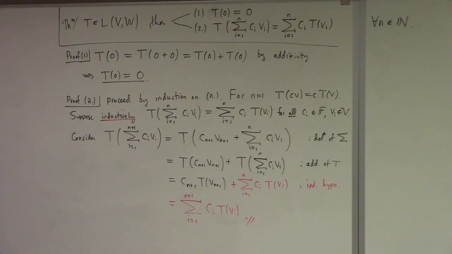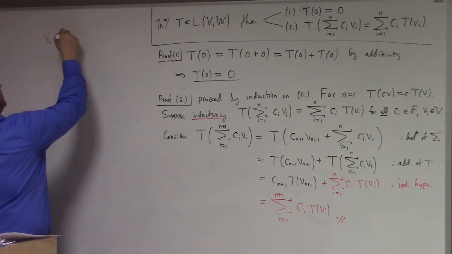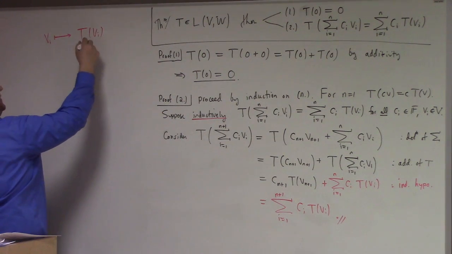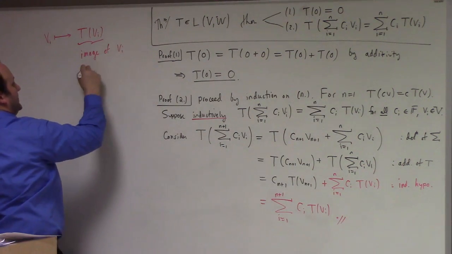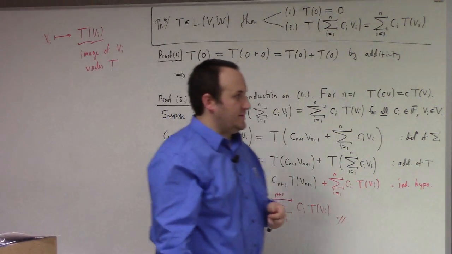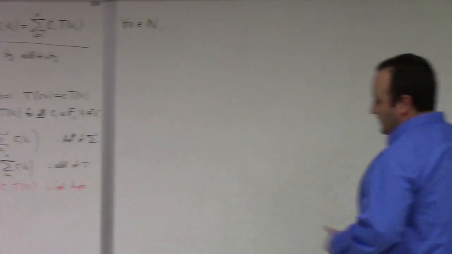So the linear transformation of a linear combination is, in fact, a linear combination of the images. Just language, guys, mathematical language. So v maps to T of vi. So this is the image of vi under T, okay? If you're not familiar with that language, that's what that means when I say image. Any questions so far?